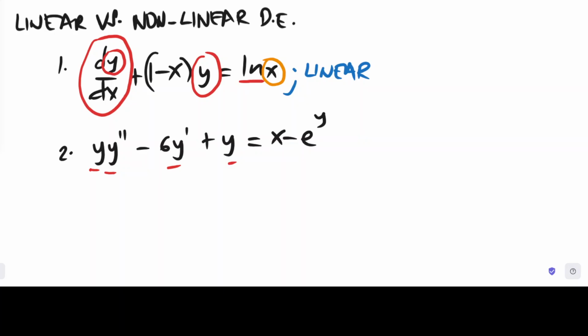First rule, complied. Second rule, the dependent variable and its derivatives should not be included in any nonlinear functions. Since we have here y as the exponent of e, y here is inside the exponential function, which is nonlinear. So this does not comply to the second rule. So therefore, this DE is nonlinear.